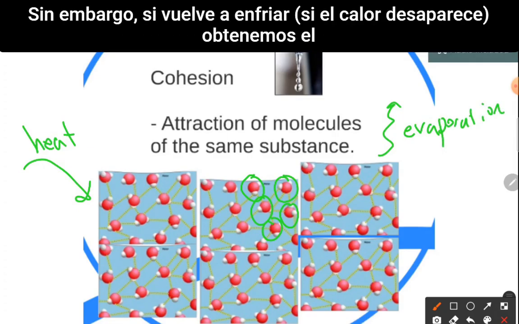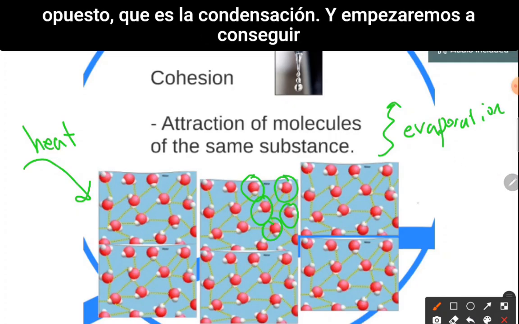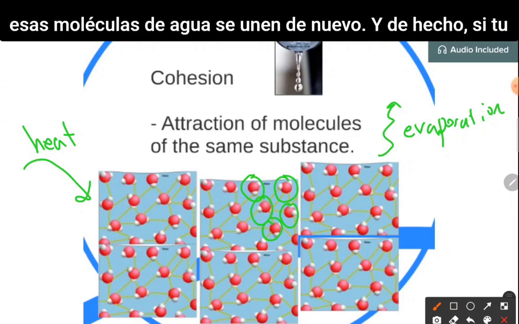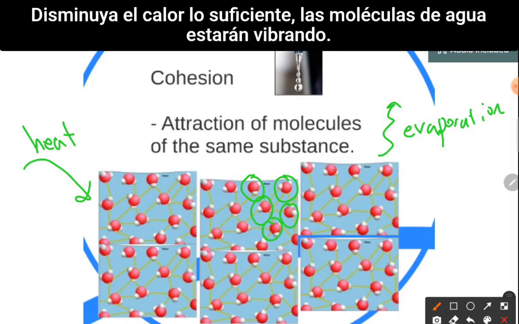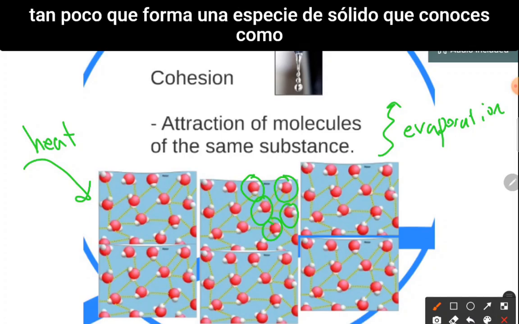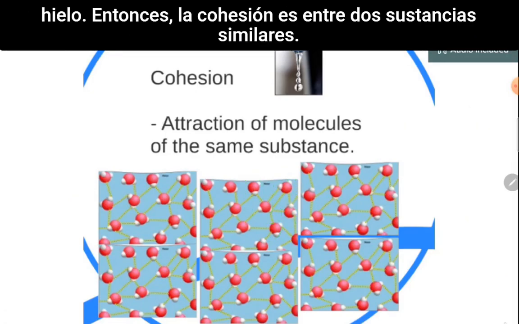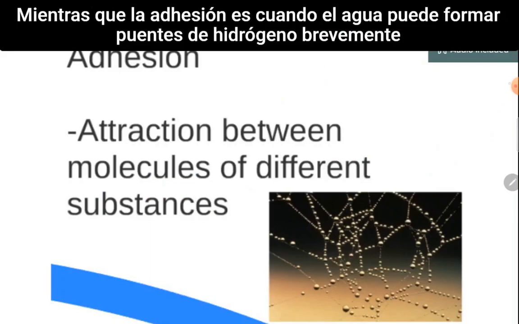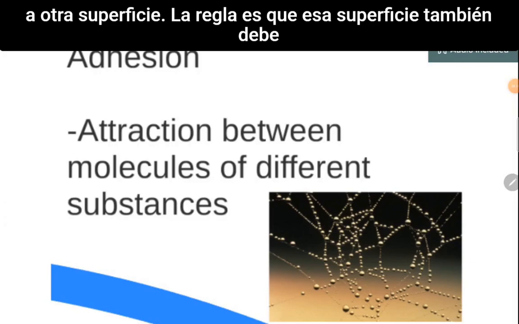If, however, it cools down again, if heat leaves, we get the opposite, which is condensation, and we will start getting those water molecules binding again. And if you decrease heat enough, the water molecules will be vibrating so little that it forms a sort of solid, which you know as ice. So cohesion is between two similar substances, whereas adhesion is when water can hydrogen bond, briefly, to another surface.